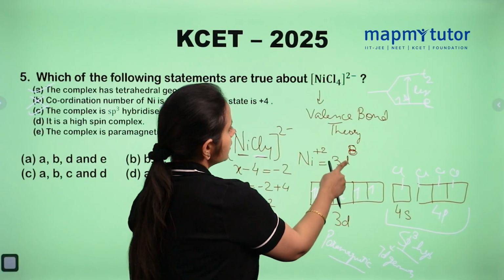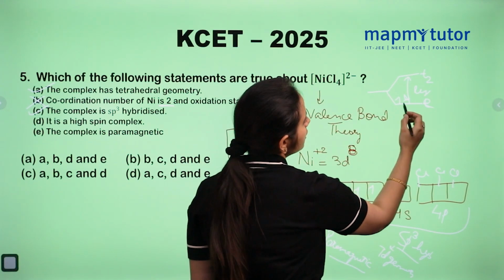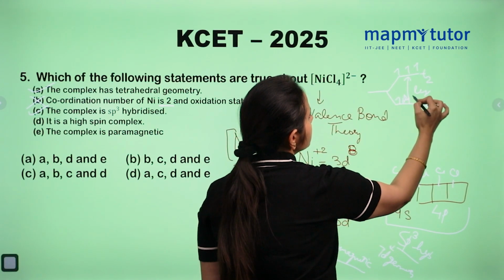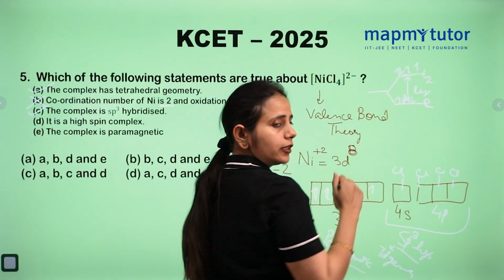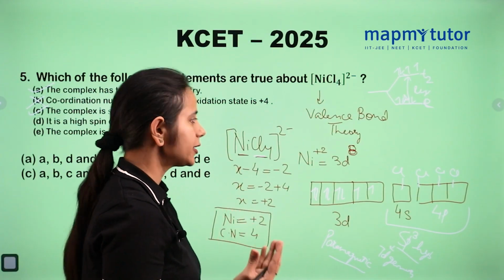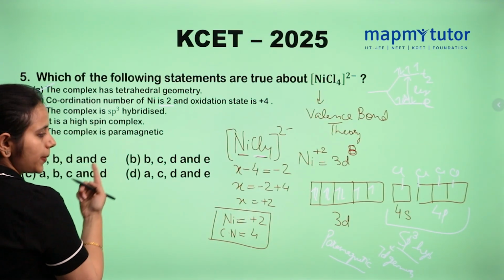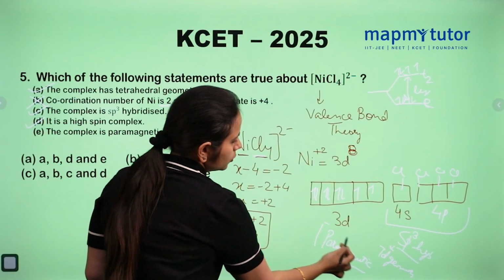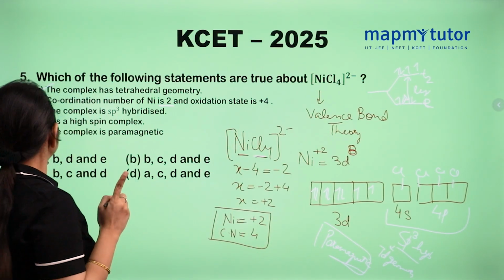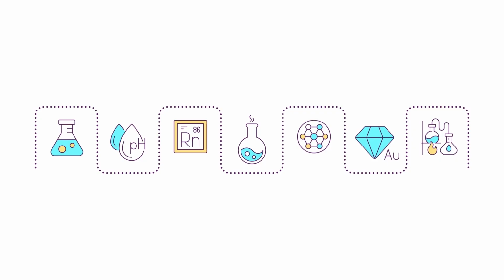There are 8 electrons in the case of nickel. So how will we fill them? 1, 2, 3, 4, 5, 6, 7 and 8. So we get 2 unpaired electrons. So this is a weak field high spin complex. This is right. Next, the complex is paramagnetic. This is true, right? So options A, C, D and E are the right ones. So D is the right answer.